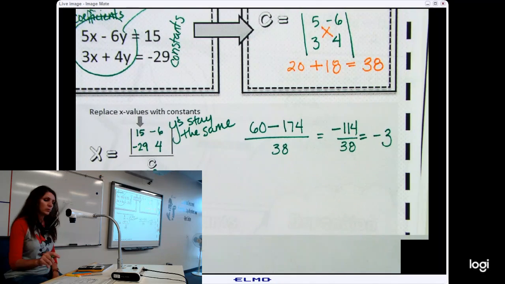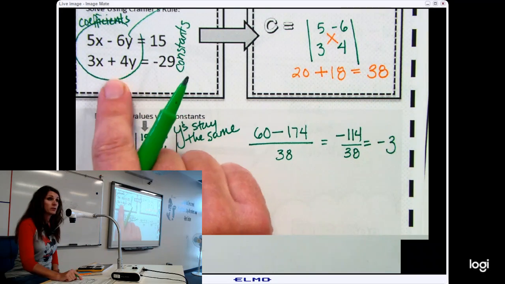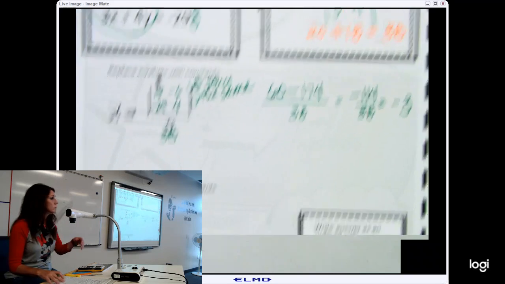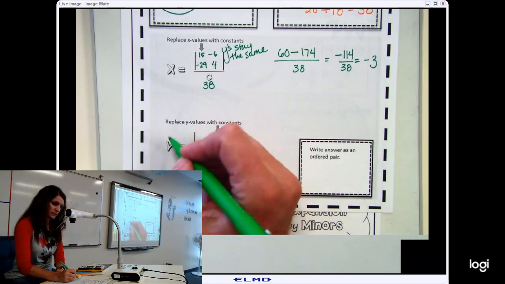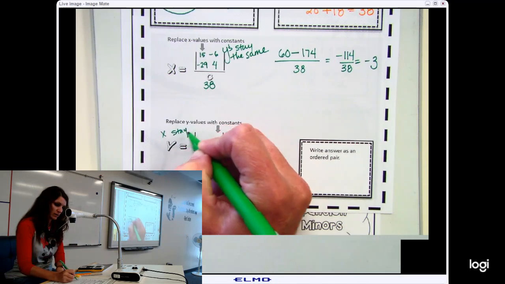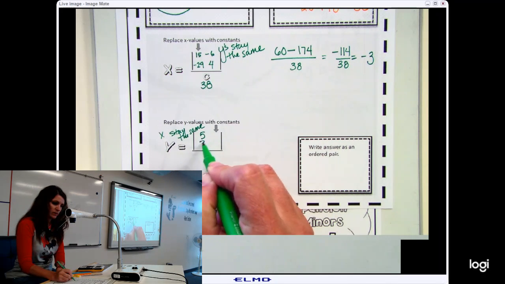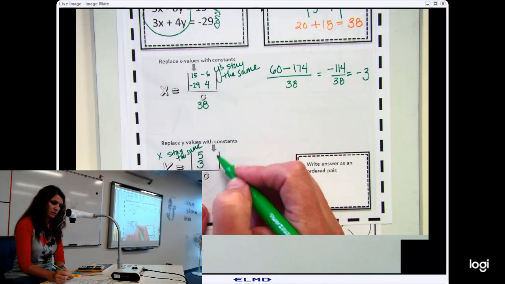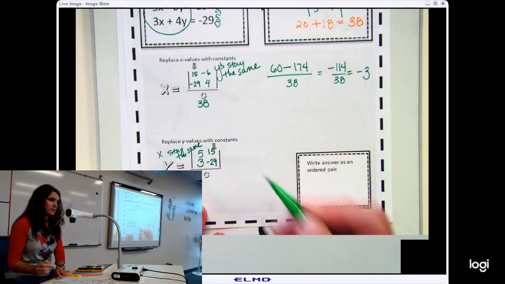Now, you can totally take this negative 3 and plug it back into one of your equations to solve for y. But because we're new on Cramer's rule, I just want to show you how we would solve for y using Cramer's rule. So it says replace the y values with constants. So x's stay the same. Our x values were 5 and 3. My y's are now the constants, 15 and negative 29.